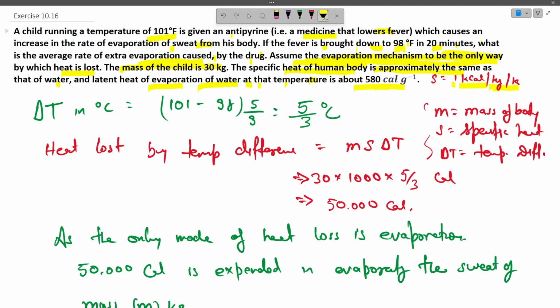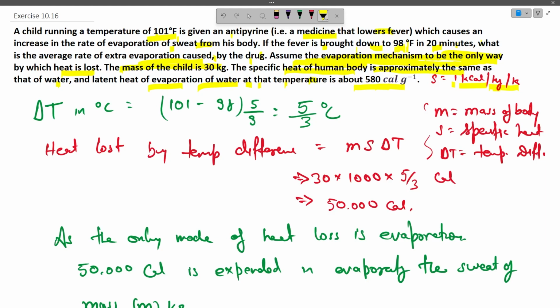Now the sweat is being lost by the mode of evaporation, and the evaporation is being caused as the body is losing its heat, and that is fueling the evaporation. So if we calculate the amount of heat that is being ejected by the body by undergoing the temperature change from 101 degrees Fahrenheit to 98 degrees Fahrenheit, then we can calculate the exact amount of water, the exact amount of sweat, that is being lost by the mode of evaporation.